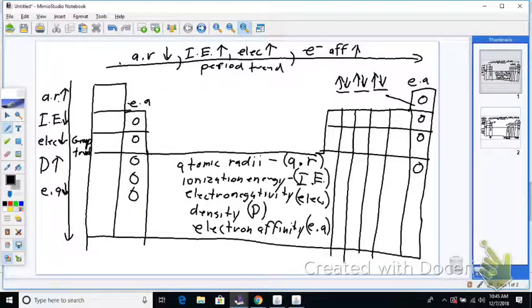Okay, questions on just the trends in general? Everything going across increases except for atomic radii. Everything going down is going to decrease except for atomic radii and density.